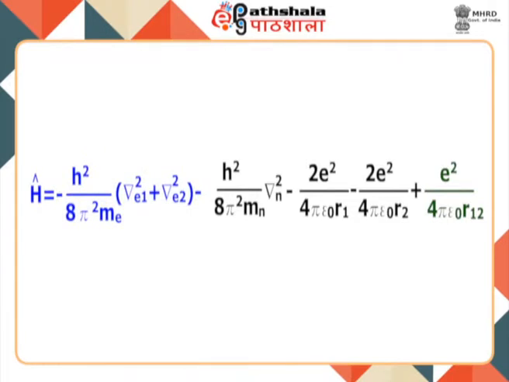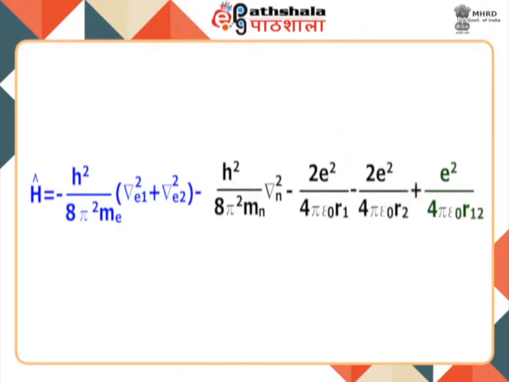And then the next term is minus 2e square upon 4 pi epsilon 0 r1. This is the attraction between the nucleus and electron 1. And why is it negative? It is negative because attraction terms are negative, whereas repulsion terms are positive. Then the next term is minus 2e square upon 4 pi epsilon 0 r2. This is the attraction term between the nucleus and electron 2.